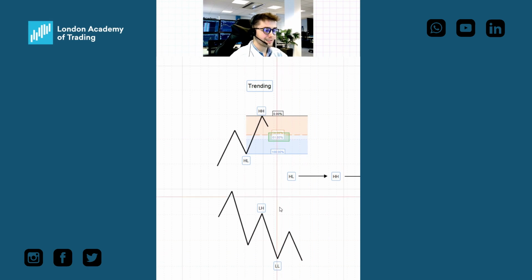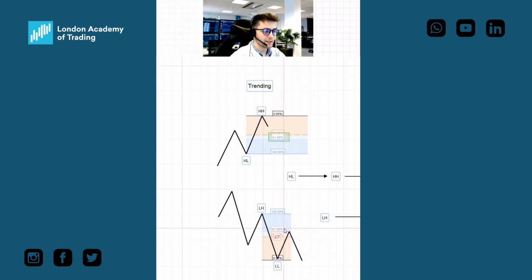Now, when we're drawing this in a downtrend, we are going to be taking the exact same theory, but we are going to be drawing it from slightly different levels. For a downtrend, we're going to be taking our first point from the lower high, our second point to the lower low, and we'll pull this across, providing us with a potential sell zone.